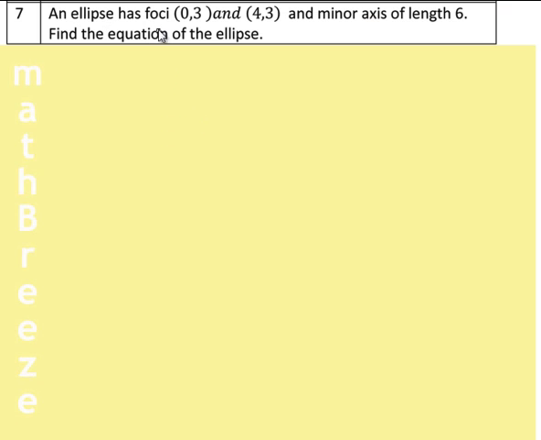In number 7, we have an ellipse with these foci and minor axis length 6, and we want to find the equation of the ellipse. Let's just draw a little picture. So the foci are 0, 3, and 4, 3. So let's put them here. This is 0, 3, 4, 3. They're lined up horizontally, so we have a horizontal ellipse. And in the middle, we have the point 2, 3. That's the center.